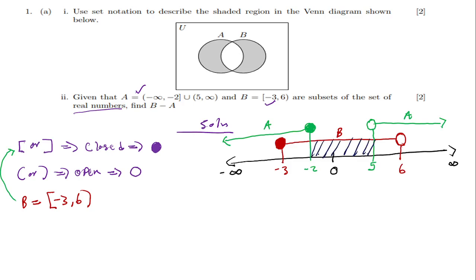Now, which two numbers are in between this part? So B minus A is simply equal to the two numbers in between, which are -2, 5.